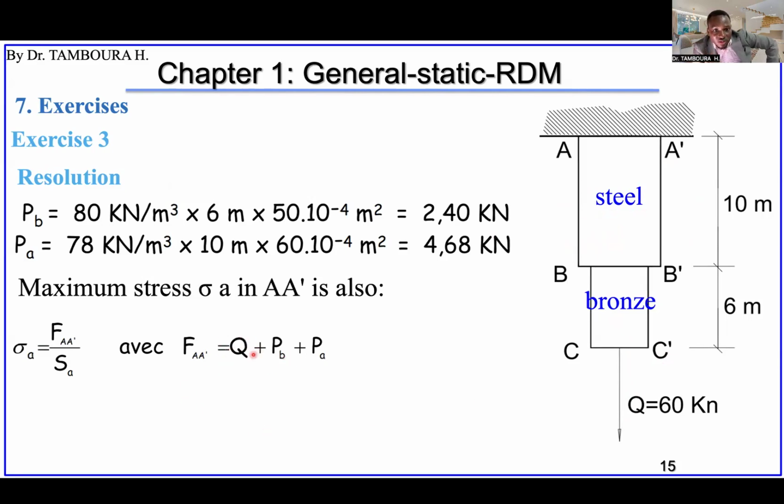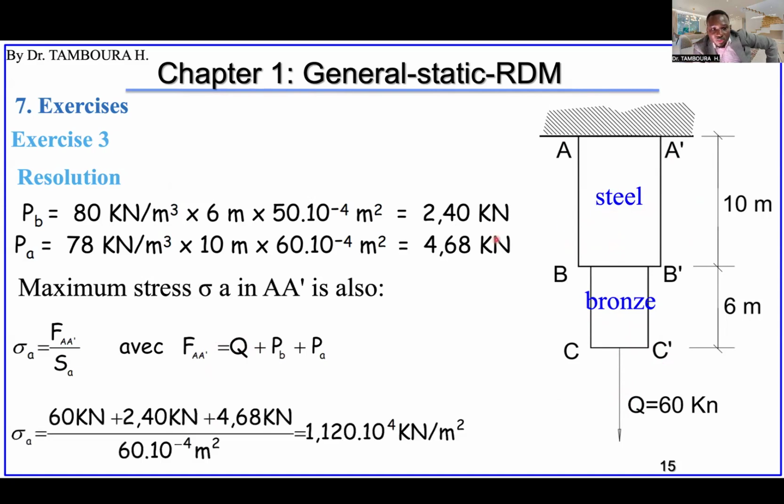Okay, so we have here three forces: this 60 kilonewton, the weight of the bronze, plus the weight of the steel. So it will be this divided by the section of the steel. Okay, and we obtain this.